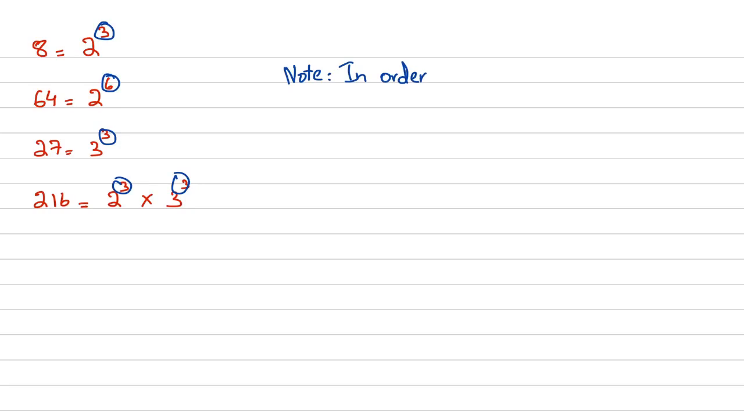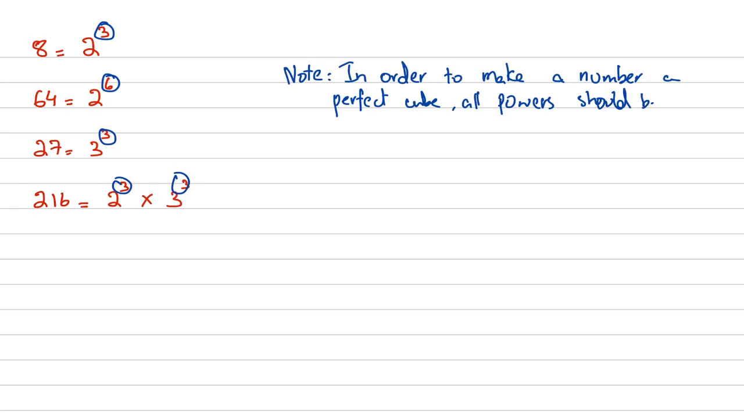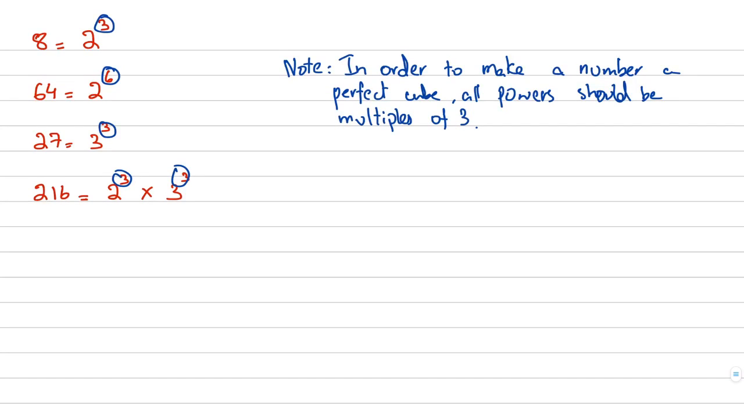In order to make a number a perfect cube, all powers should be multiples of 3, and all powers on the prime numbers. Okay, you have to keep that in mind, that the number has to be prime.